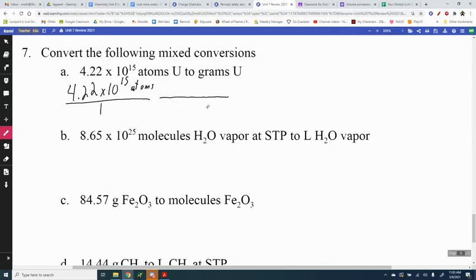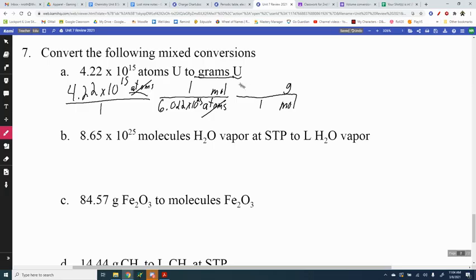We do our conversion factor. Atoms goes on bottom. Our first conversion is always to moles, unless we start with moles, which we did not. So moles goes on top. 1 goes next to moles always. 6.022 goes next to particles always. Atoms cancel out. We're left with moles. That is not where we want to be, so we need another conversion factor. Moles goes on bottom. Grams goes on top.